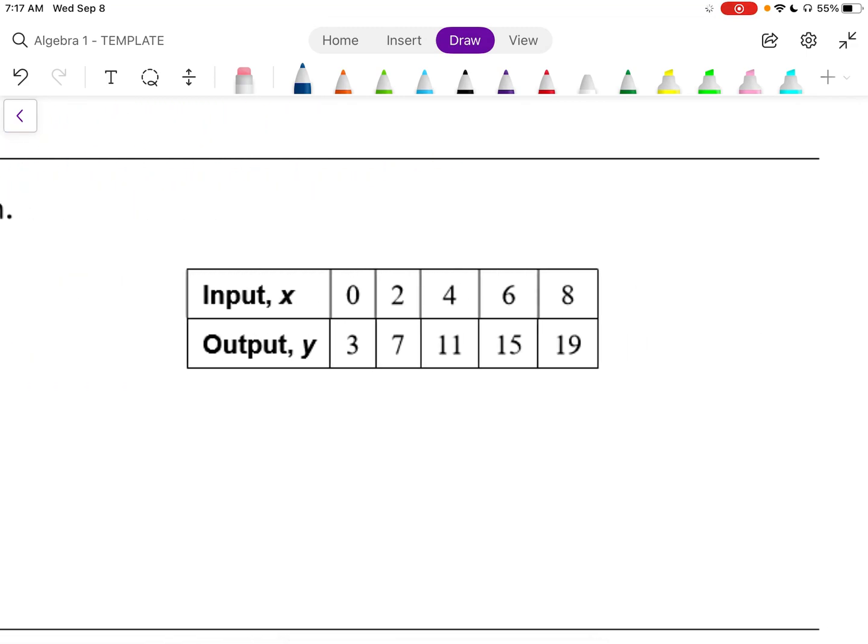Right here, looking for repeats, I have 0, 2, 4, 6, 8. There are no repeats, so it's a function. I don't even have to look at the output values there. I just know that there's no repeated x's. So there can't be a situation where I plug in x and then plug in x and get a different thing, because we only plugged in everything one time.